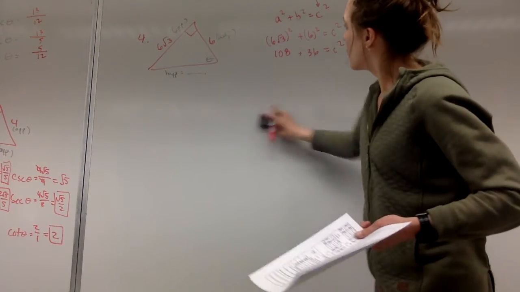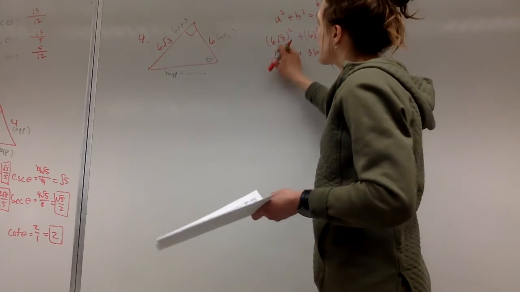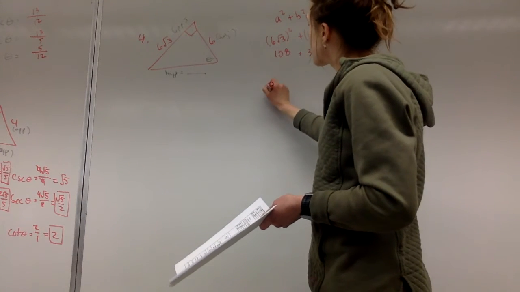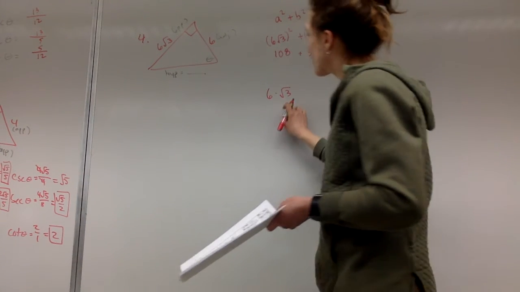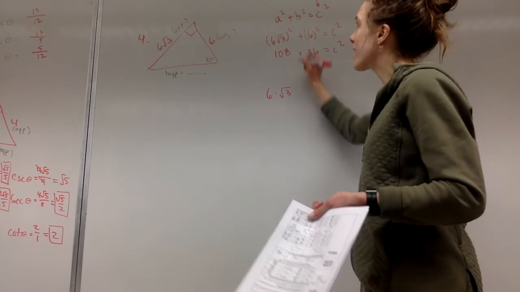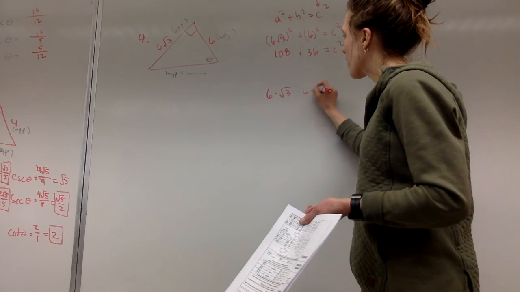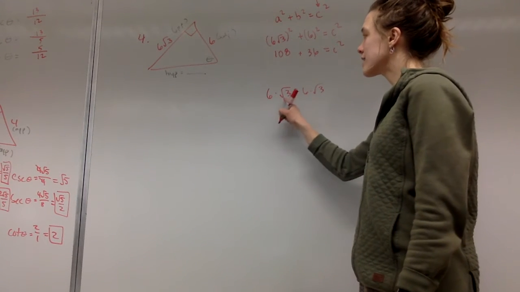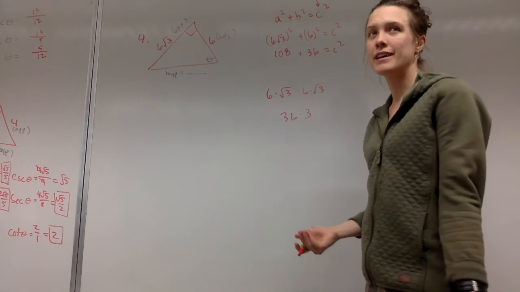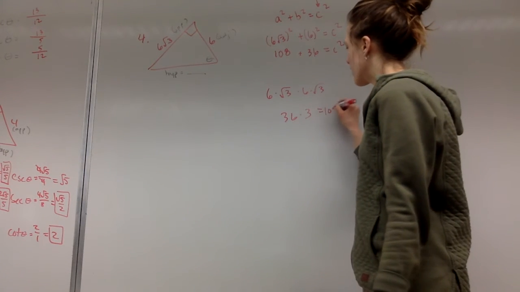Would it be 6 times 36 then? It would be 6 times 6 times 3. Realistically, when I have 6 radical 3, I could rewrite it like this, and if I'm multiplying it times itself 2 times, it's just doing this. So 6 times 6 would give me 36. Radical 3 times radical 3 gives me 3. So that gives me 108.